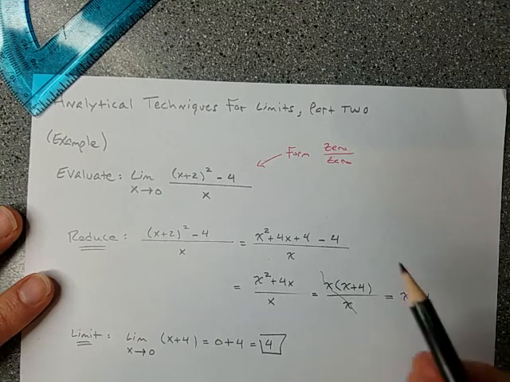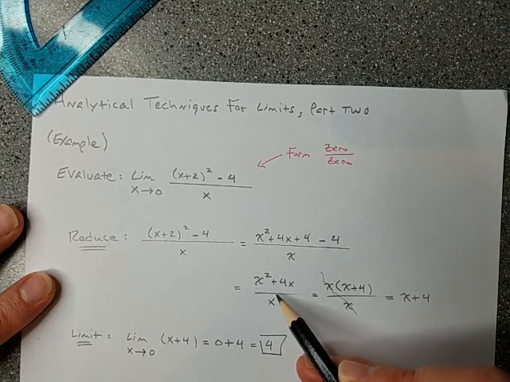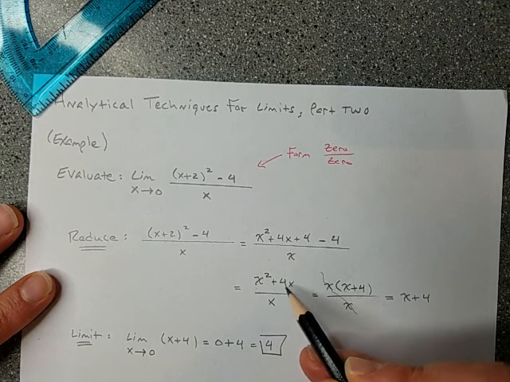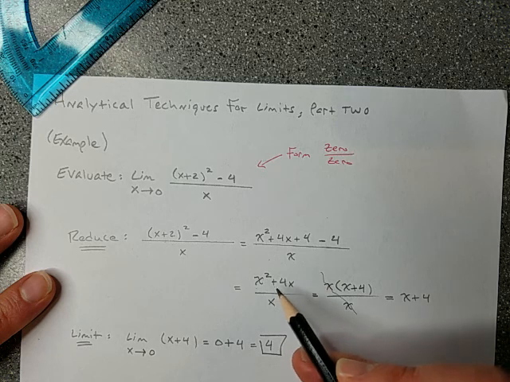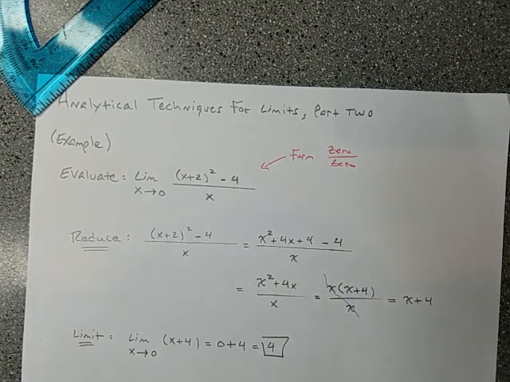I'm kind of nervous though. I see people all the time canceling the x's like this. Like just crossing those out. And I want to say you can never cancel things that are added or subtracted that way. So in order to show you what I mean, let's do this.